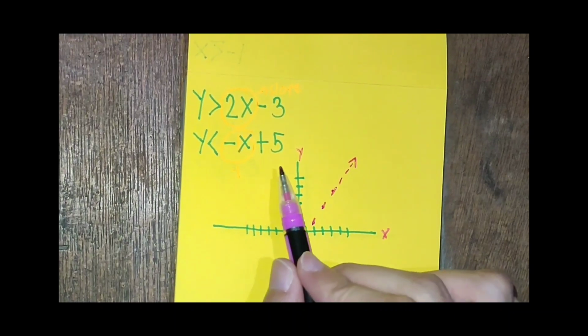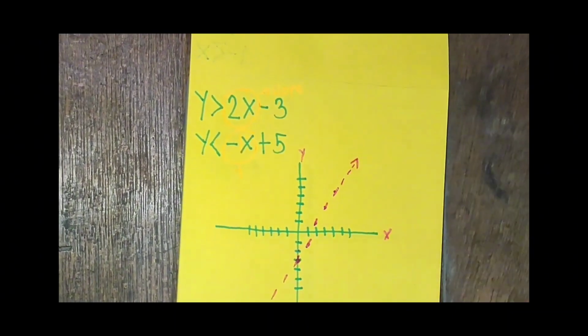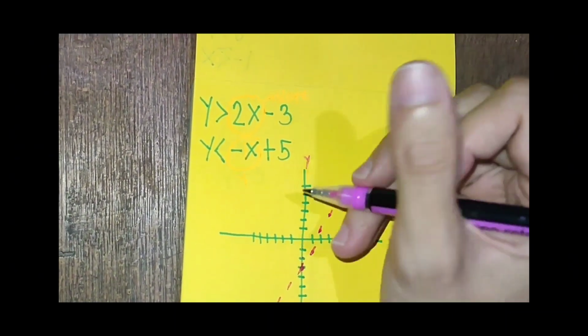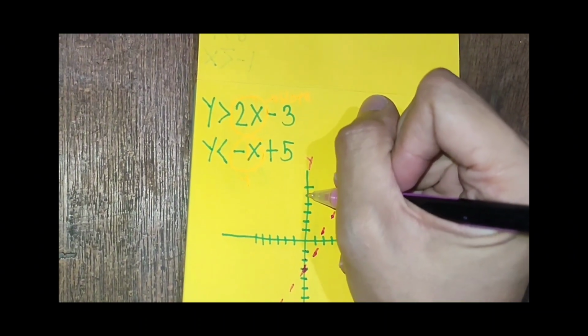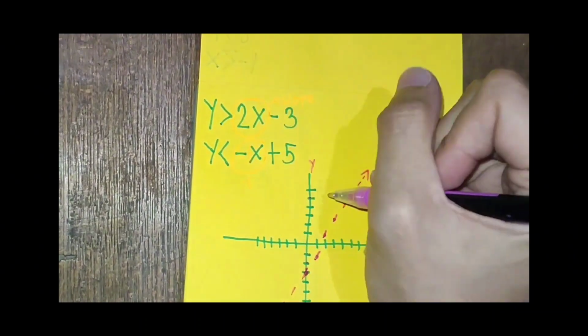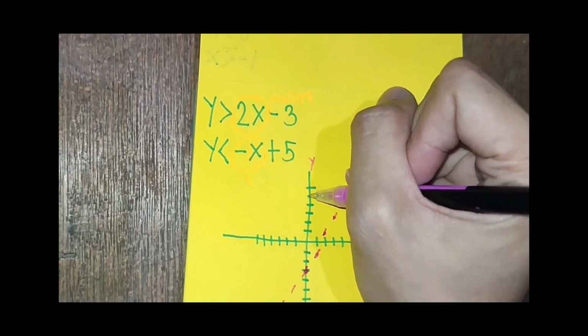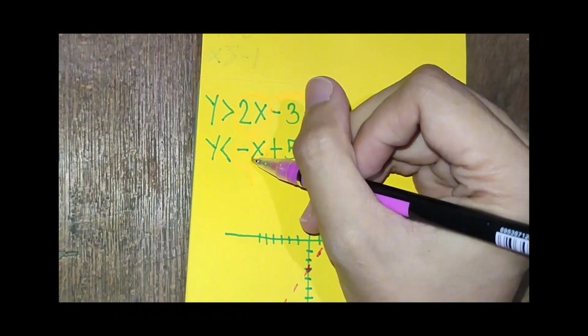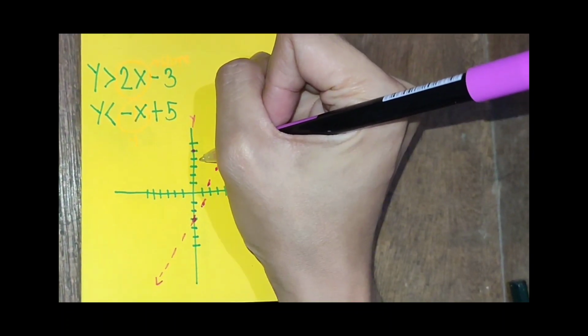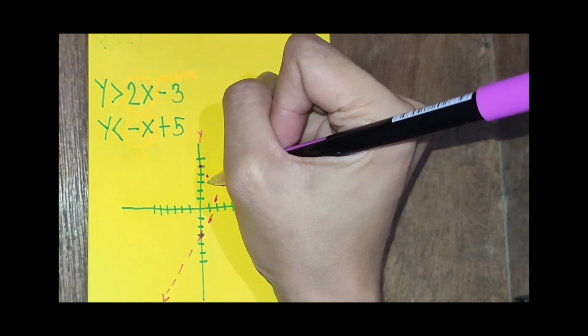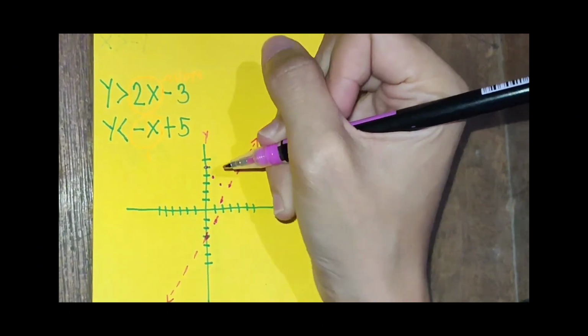Tapos ito, 5. So, bilang lang tayo ng 5 pataas. 1, 2, 3, 4, 5. So, broken line din siya. Dahil may negative 1 siya, pababa naman yan. 1. Continuous lang din.